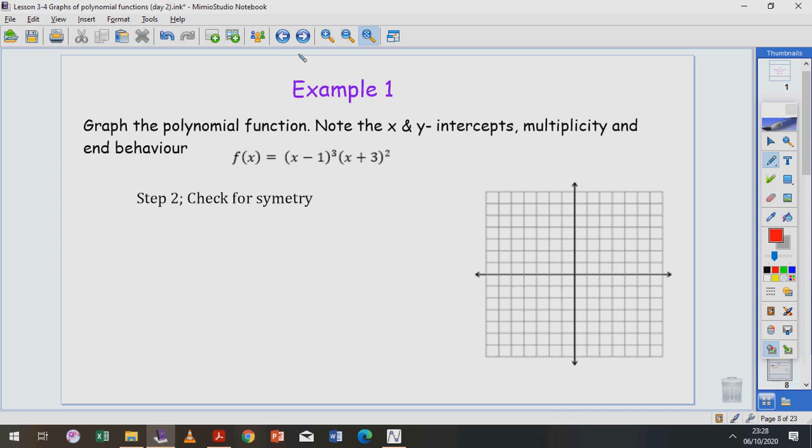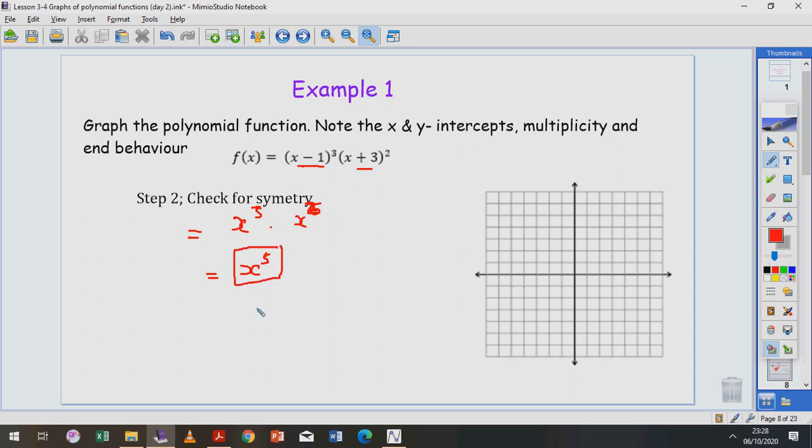Is this function going to be symmetric? I can check by looking at the leading term. When I look at this function, I can see that the leading term in this parenthesis will be x to the power of 3, and the leading term in this parenthesis will be x to the power of 2. So x to the power of 3 times x to the power of 2 gives me x to the power of 5. So my leading term for this polynomial is x to the power of 5.